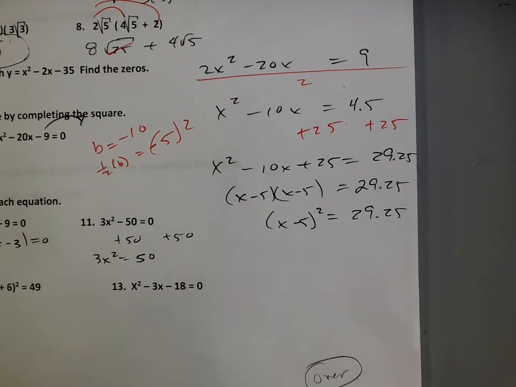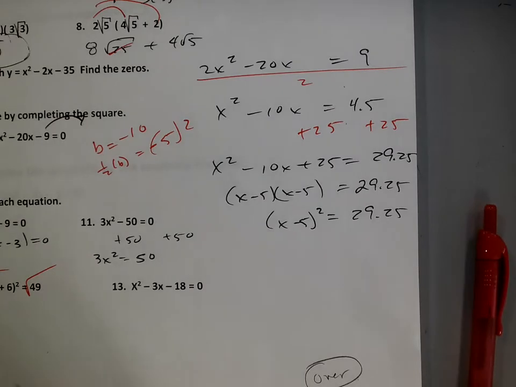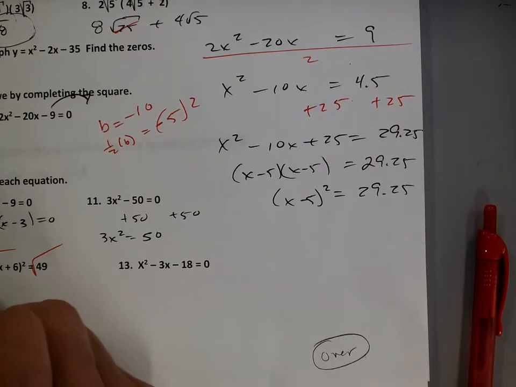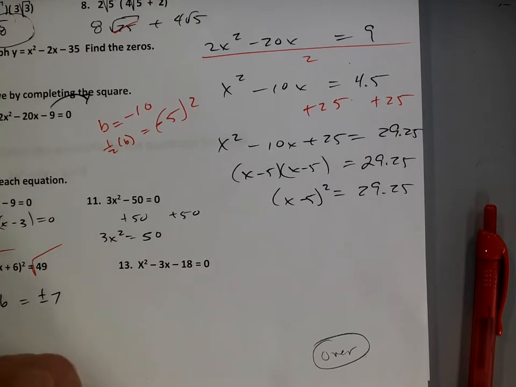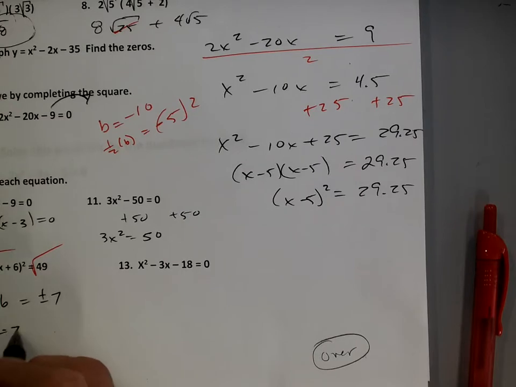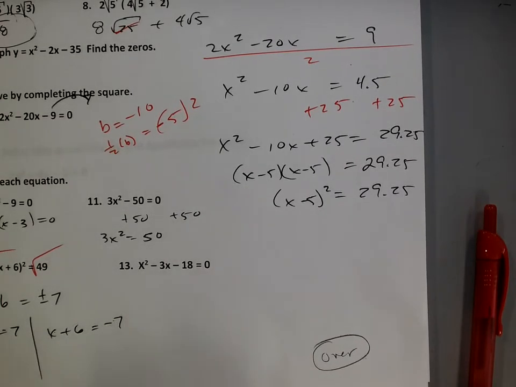12, I'm going to square root first. I know there's two answers. I'm going to have an x plus 6, it's a plus, my bad, equals plus or minus 7. So I have an x plus 6 equals 7, and an x plus 6 equals a negative 7. You can do that. 13.